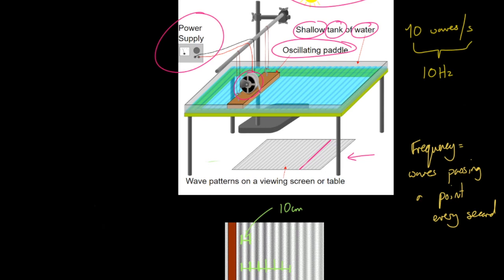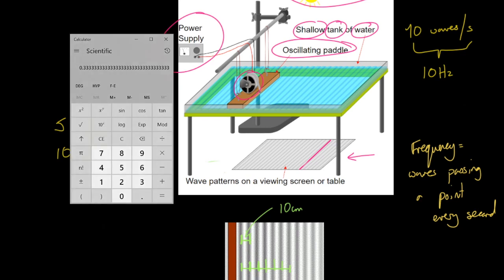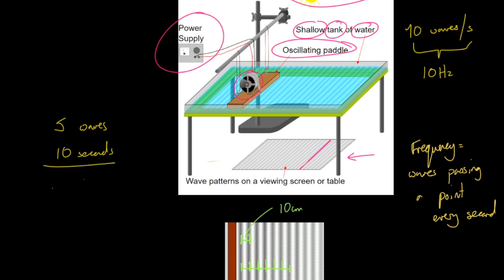What if you looked at your hypothetical video and you found out that only, I don't know, 5 waves went past in 10 seconds? Well, you could divide the 5 by the 10, the waves by the seconds. So 5 divided by 10 would be 0.5. So in this case, the frequency would be 0.5 hertz.